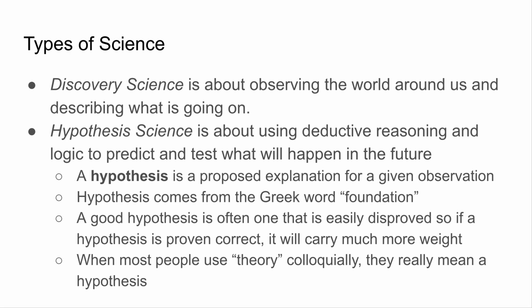On the other hand, hypothesis science is when we use deductive reasoning, when we use logic. We base off of our observances in the past, we try to predict what is going to happen in the future. But the hypothesis is not the prediction. The hypothesis is actually a proposed explanation of a given observation that we've made in the past. And then we can say, well, if this hypothesis is true, we predict that this event will happen. And that's what's testable, and that's what we are testing when we use the scientific method.